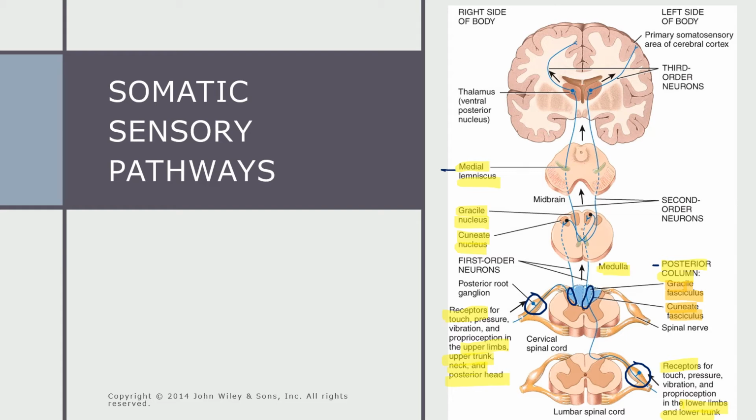In the thalamus, so these axons will travel up, go to the thalamus, and in the thalamus, the axon terminals of the second order neurons will synapse with third order neurons. So you can see here, they will stay on the same side. So after they cross over here in the medulla, then they stay on the same side of the central nervous system. They will synapse in the thalamus with third order neurons. And then those third order neurons will project their axons to the primary somatosensory area of the cerebral cortex.